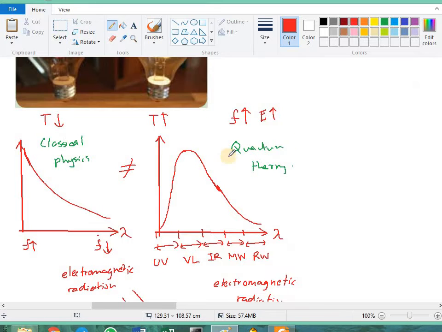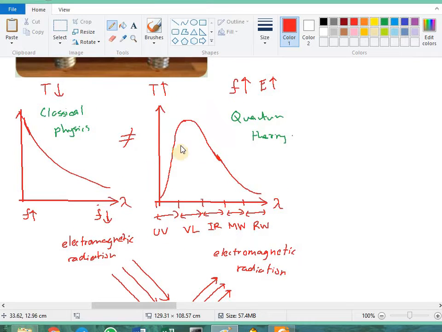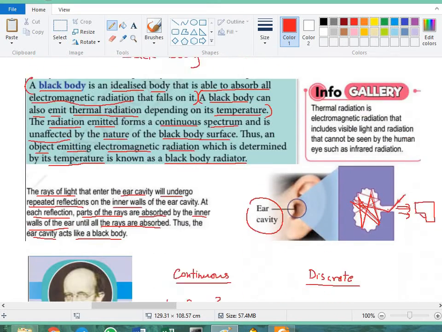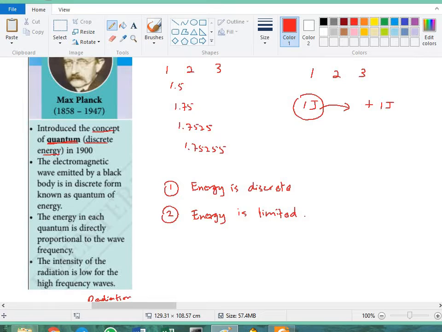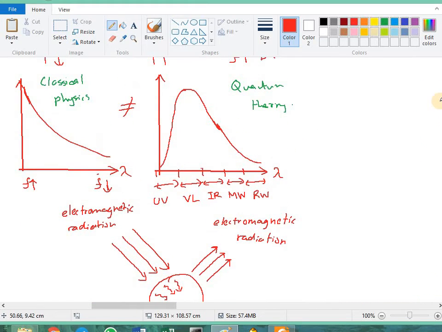So this is what we discussed previously. In classical physics, as the frequency increases, the energy will go up and up and up, infinitely. But in reality, it goes up, and then when the frequency is very high, it will go down. So the only way to explain this phenomenon, in order to explain this graph, is through quantum theory. Because the idea of Max Planck is that energy is discrete and energy is limited. So this can explain the phenomena that happen in reality.